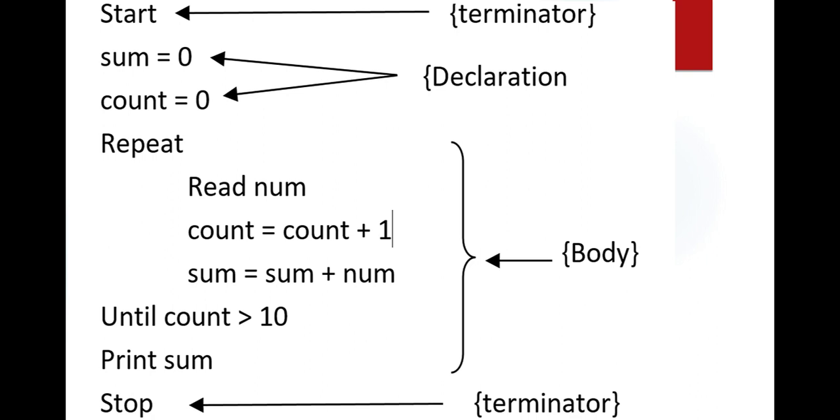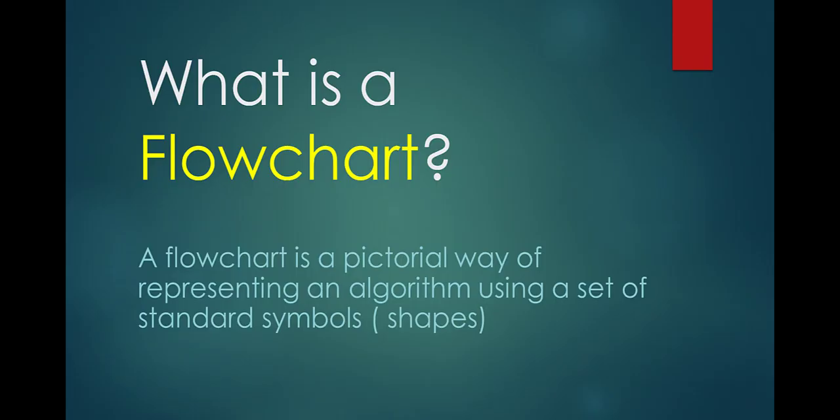Now, we also said that an algorithm can be expressed as a flowchart. And here we have it. A flowchart is basically a pictorial way of representing an algorithm using a set of standard symbols or shapes. All right. So with a flowchart, we use symbols. And here are some of the symbols.